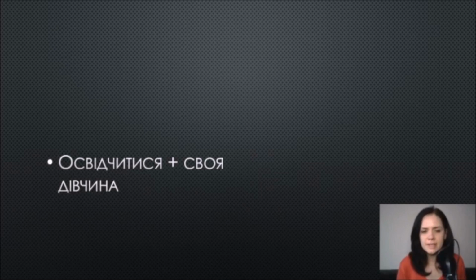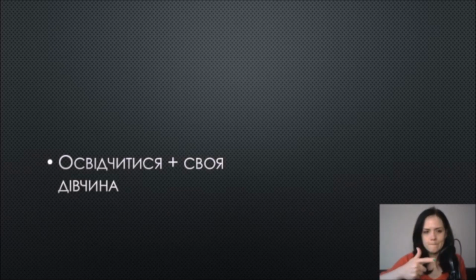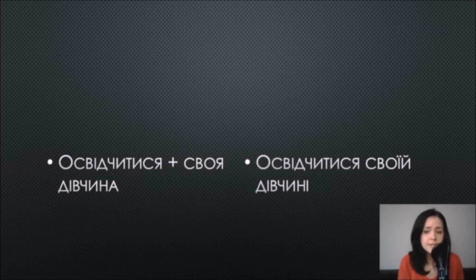Next. Освідчитися plus своя дівчина. Освідчитися means to either confess love or propose marriage, to make a proposal. And своя дівчина means own girlfriend. So to propose to somebody's own girlfriend, we will say освідчитися своїй дівчині. Освідчитися своїй дівчині. You see, we had своя дівчина in nominative. It became своїй дівчині in dative.